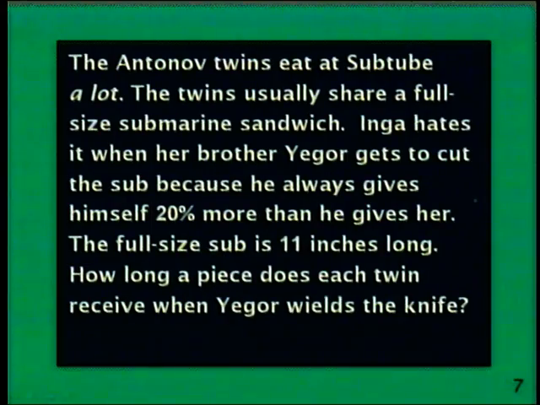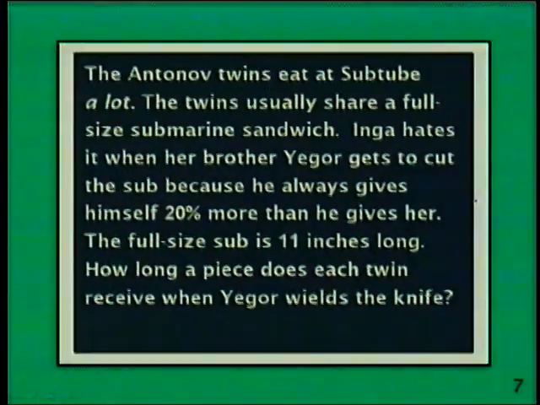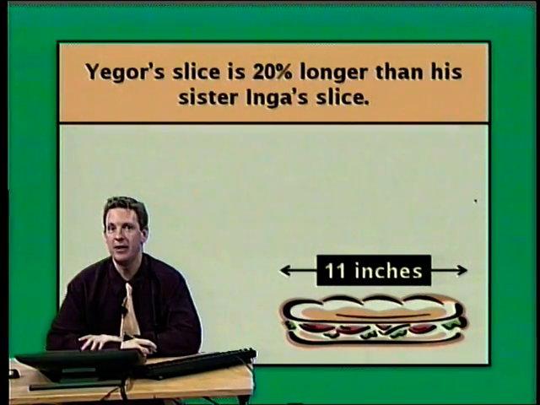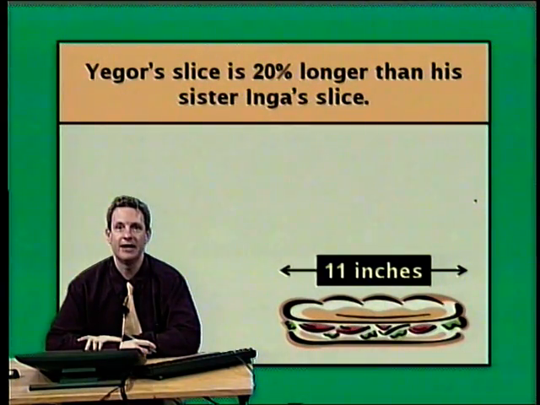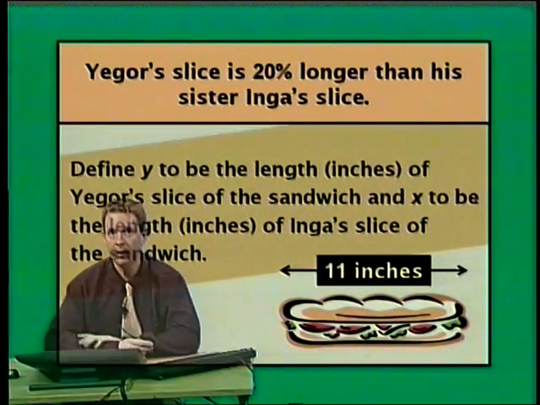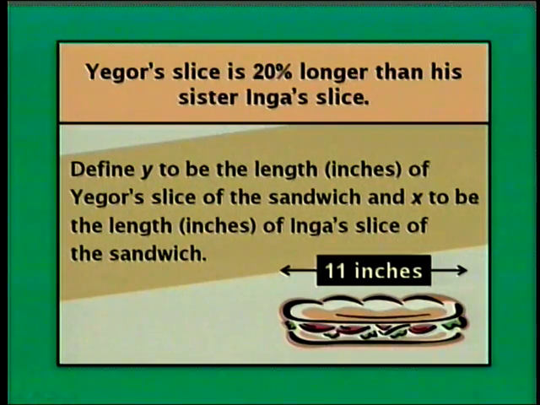How long a piece does each twin receive when Yegor wields the knife? Now I've gone ahead and pre-typed up the really important information in this problem. There were two numerical pieces of information in the problem. One is that Yegor's slice is 20% longer than his sister Inga's slice, and the other is that the total length of the sandwich is 11 inches. We want to figure out how long a slice each of the twins receives, so that's our two variables. Let's define y to be the length measured in inches of Yegor's slice of the sandwich, and x to be the length, again measured in inches, of Inga's slice of the sandwich.